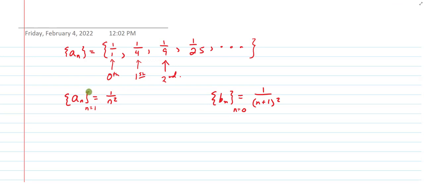Oftentimes if we don't put a terminal value up here, it's implied, but I'm going to go ahead and put infinity up here, meaning that we let n range through, in this case, the counting numbers 1, 2, which never end. But I could stop a sequence by putting some other number here as a terminal value.